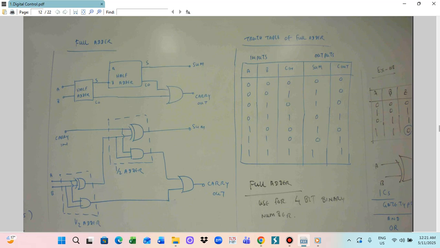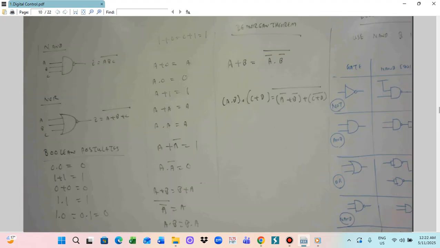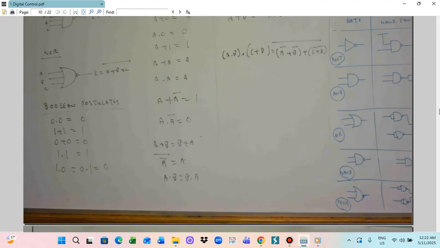And the Boolean postulates, this is the mathematical relationship for the digital gates. So 0 multiplied by 0 is 0, 1 plus 1 is 1, 0 plus 0 is 0, 1 multiplied by 1 is 1. 1 and 0 multiplied is equal to 0. Similarly, A plus 0 is A, A multiplied by 0 is 0, A plus 1 is 1, A plus A bar is equal to 1, and A multiplied by A bar is equal to 0.